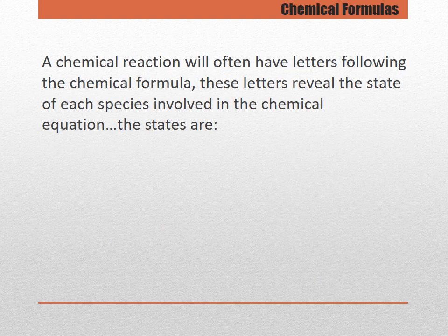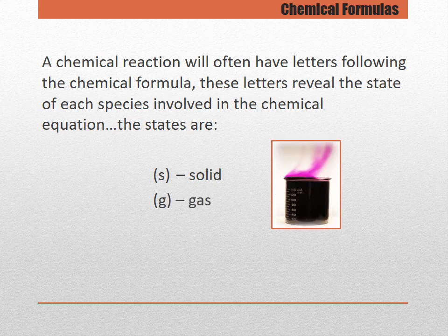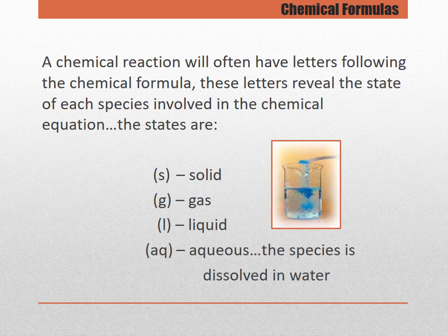A chemical reaction will often have letters following the chemical formula. These letters reveal the state of each species involved in the chemical equation. Those states are S for solid, G for gas, L for liquid, and AQ for aqueous. And aqueous means the species is dissolved in water. In the assignment, on occasion, you will see these letters behind the formulas. When we are balancing equations, they will be ignored. This is extra information that has been given to you, but it's not necessary for balancing the equation.